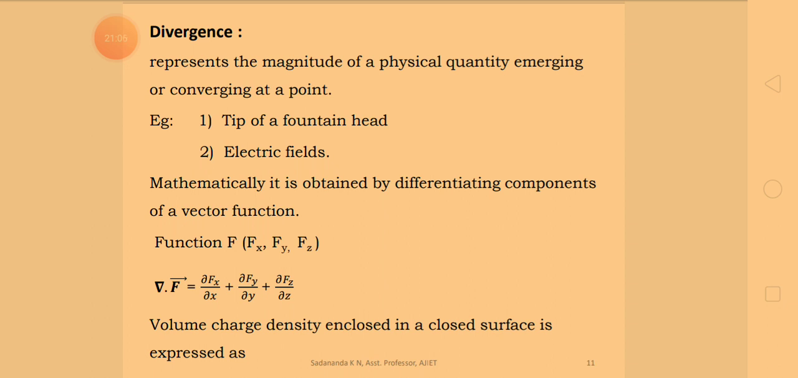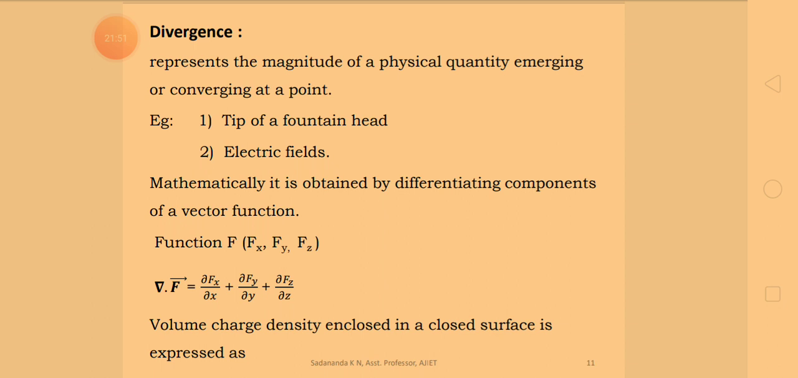You can think of an example for divergence, the tip of the fountain head. So here you can think of the diverging of water from the tip of the fountain head. Another example for the divergence is the electric field, wherein electric field lines are divergent in nature. So I have given two examples for divergence. You can think what is divergence with these examples: the tip of the fountain head, wherein the water will be diverging, and the electric field where the electric field lines are divergent in nature.